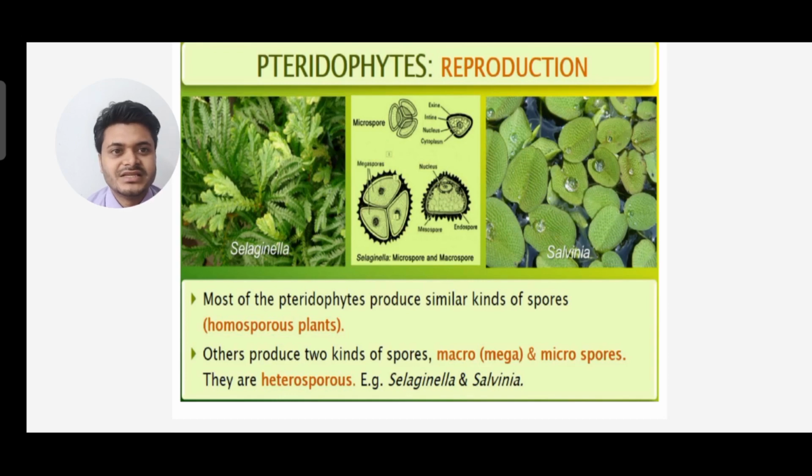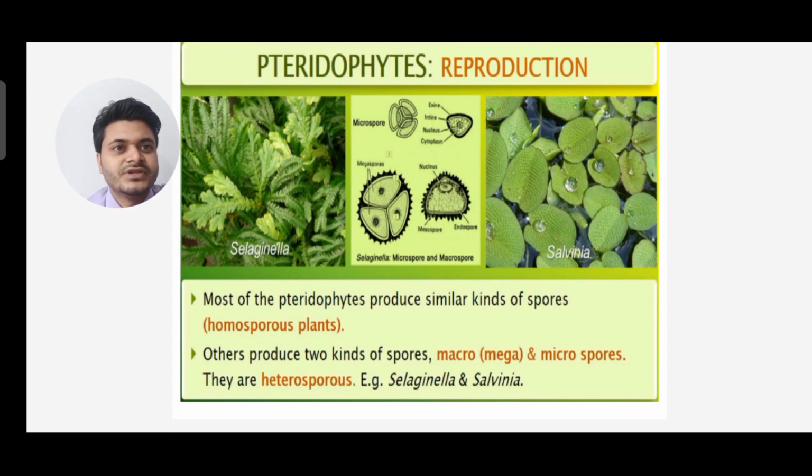So you can see Selaginella and Salvinia. Most pteridophytes produce a similar kind of spore, called homosporous. So there are two types of pteridophyte: homosporous and heterosporous. Homosporous means they produce the same type of spore, and heterosporous means they produce different kinds of spore. Others produce two kinds of spore, that is megaspores and microspores. They are heterosporous. Examples are Selaginella and Salvinia.